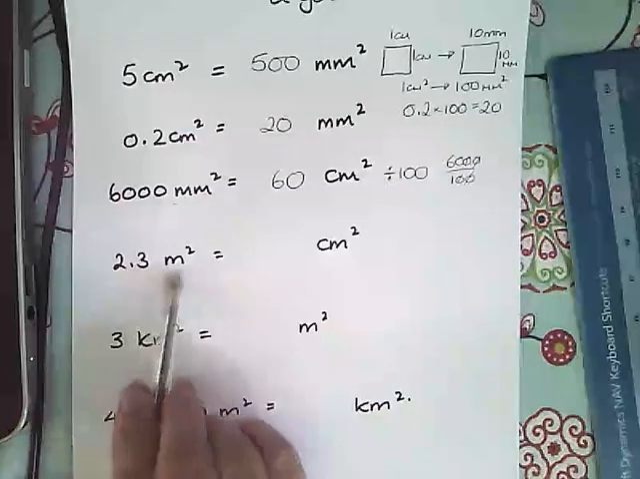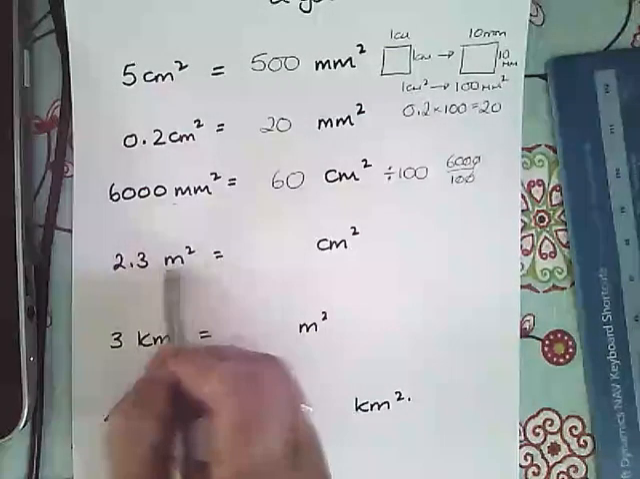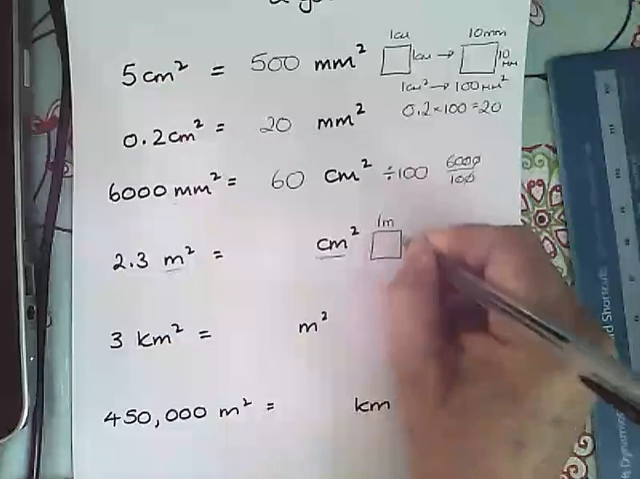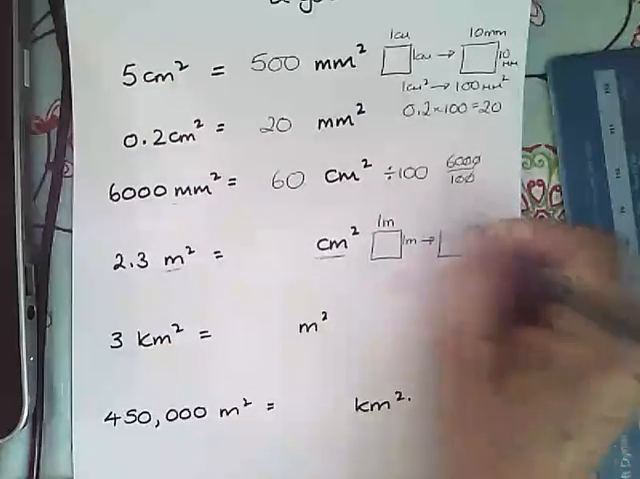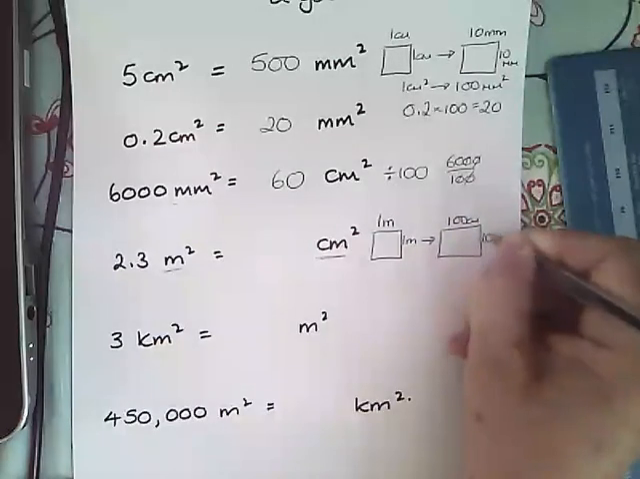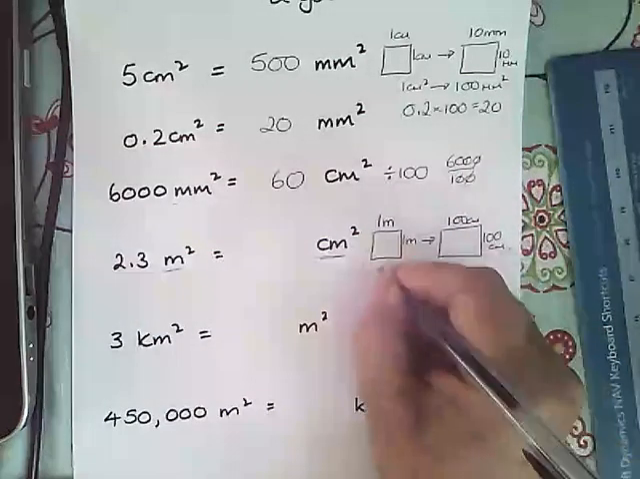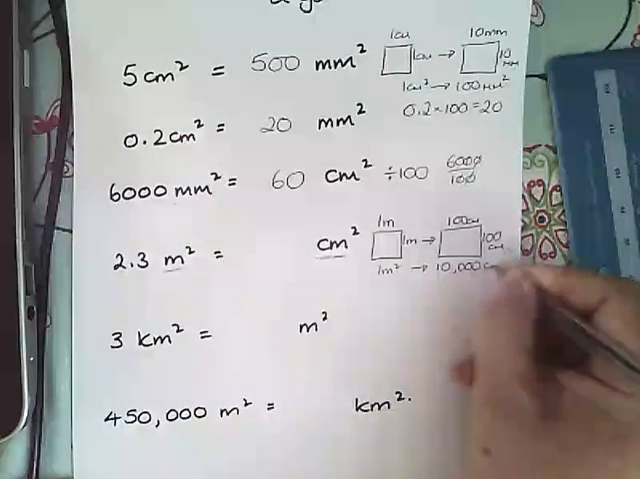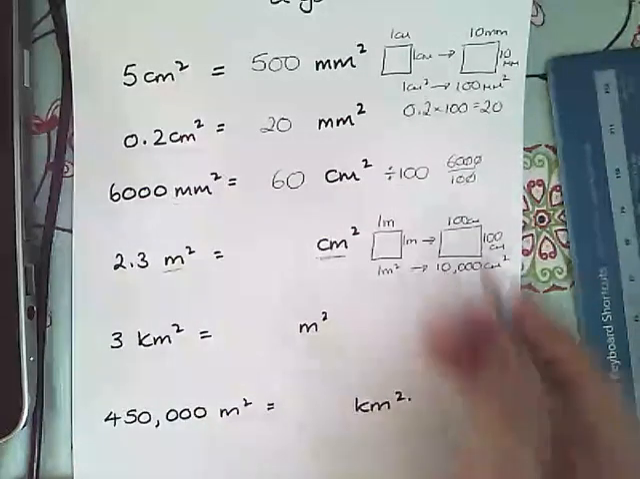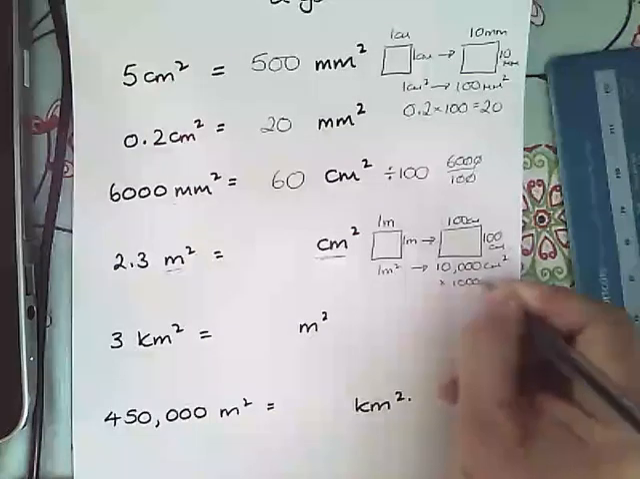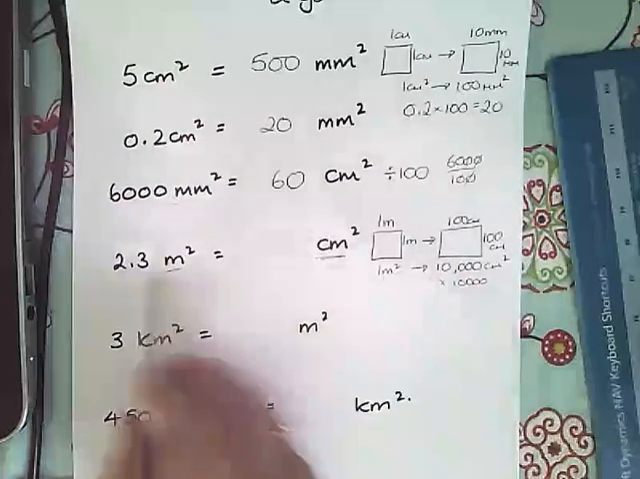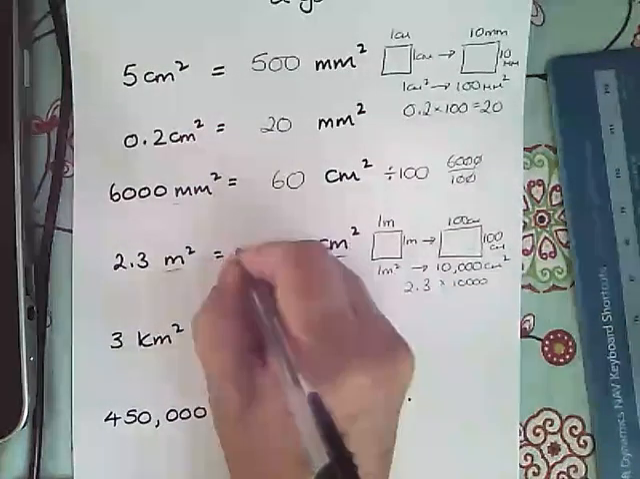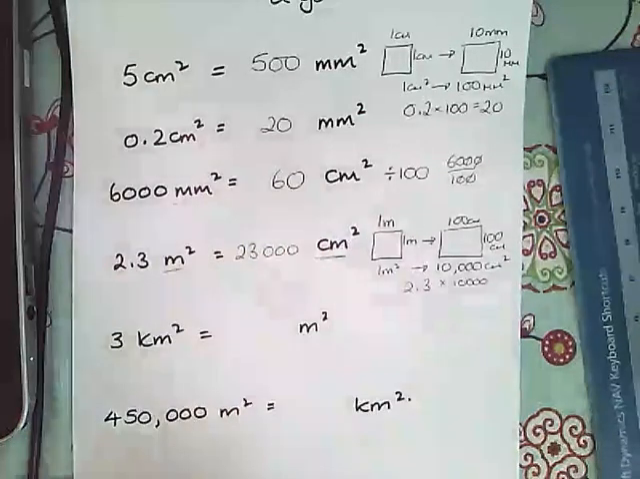On to the next one. 2.3 meters squared into centimeters squared. Now I haven't done a Kirby diagram for meters squared into centimeters squared, so I'm just going to do one quickly. 1 meter by 1 meter into 100 centimeters by 100 centimeters. So 1 meter squared is 10,000 centimeters squared. So I'm going to have to times by 10,000 in order to convert from meter squared into centimeter squared. So 2.3 times 10,000 is 23,000 centimeters squared.